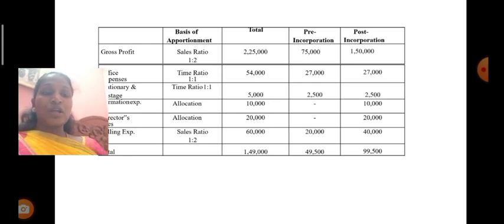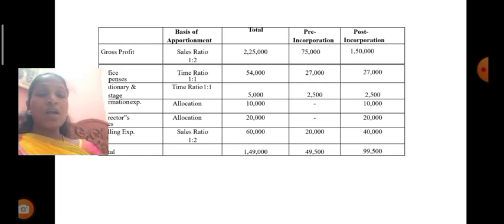So the allocation, the total amount is 10,000. So we can directly put it in the post incorporation period column. Next, the item is director fees. The director fees also have to follow like this. It comes under the post incorporation period, that is 20,000. Directly we can put it in the post incorporation period.